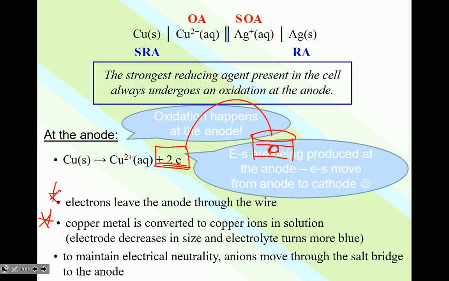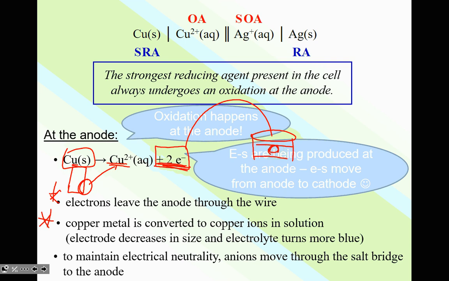Copper metal is converted to copper ions in solution, so the electrode decreases in size. Basically what's happening is it starts to break down. So this copper is coming from the electrode. The copper is starting to break down into copper 2 ions plus 2 electrons, so it's using up the copper in order for that to happen.